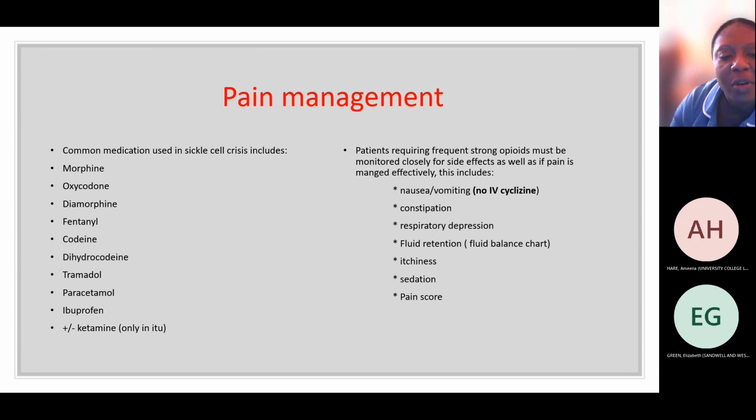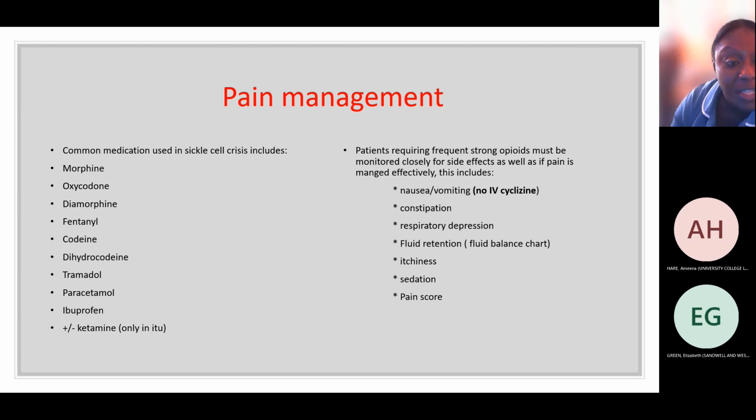Because we're giving this pain medication regularly, whether subcut, IM, or PCA, the most important thing for us as nurses is to deal with the side effects. So we write up antiemetics because the side effects of these medications are nausea and vomiting, but under no circumstances do we give our patients any IV cyclizine, because in the past some patients got a high from it. So, just to cut it out, we don't give any IV cyclizine.